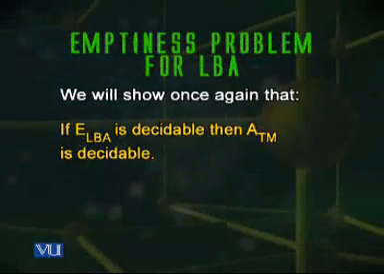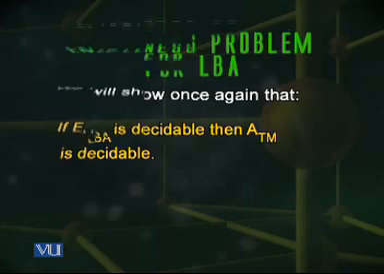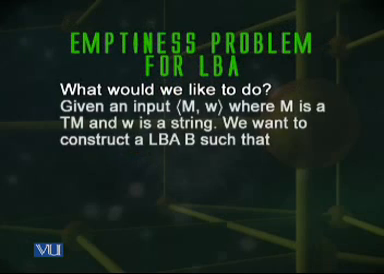So somehow what we will do is use our previous line of argument. We will say that if ELBA was decidable, then ATM, the halting problem, will be decidable. That would be a contradiction, and we will eventually prove that ELBA is not decidable. We will show once again that if ELBA is decidable, then ATM is also decidable. Well, what would we like to do? Suppose we are given an input M comma w, where M now is a Turing machine and w is a string.